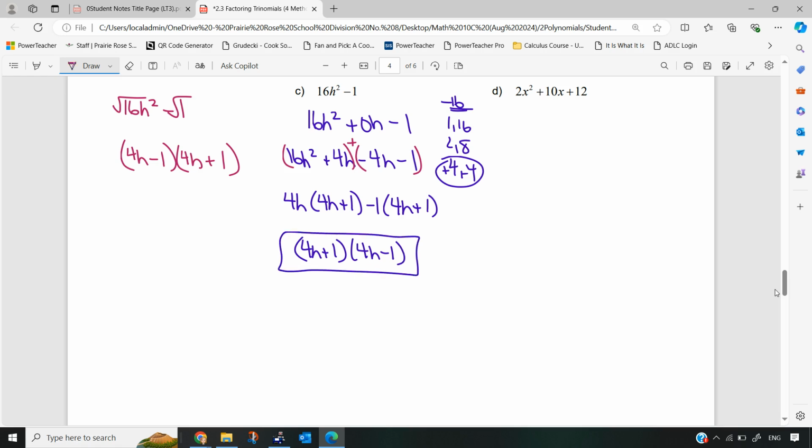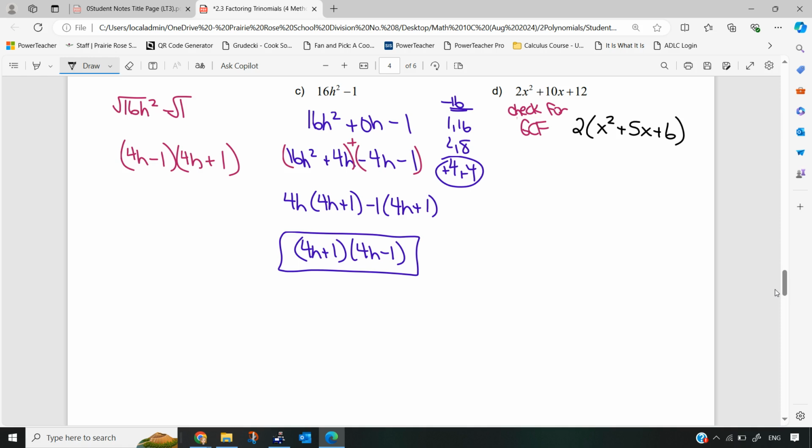Taking a look at our last example, we have 2x squared plus 10x plus 12. Again, I want to check for the GCF. My GCF is 2, so I'm going to be left with x squared plus 5x plus 6. In case I have a special case, my leading coefficient is 1, so I could just do product sum, two numbers that multiply to be 6 and have a sum or difference of 5, so x plus 2 and x plus 3, but we'll still show how to do this using decomposition.